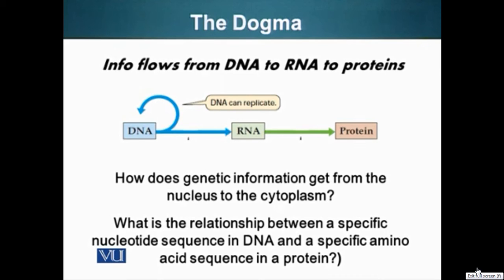The second question that arose was, what is the relationship between a specific nucleotide sequence of DNA and a specific amino acid sequence in a protein? Basically, how is the language of nucleotides converted or translated into the language of amino acids? Amino acids, as we know, make the proteins which ultimately perform the functions which are coded by DNA to begin with.